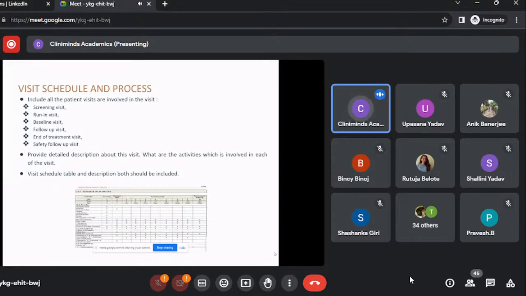Because there is a possibility that if you call the subject on a particular day to perform the study related activity, to perform that visit, maybe the subject cannot come on that day. Right. There is a possibility that they cannot come on that day if you call them. So what do we do?